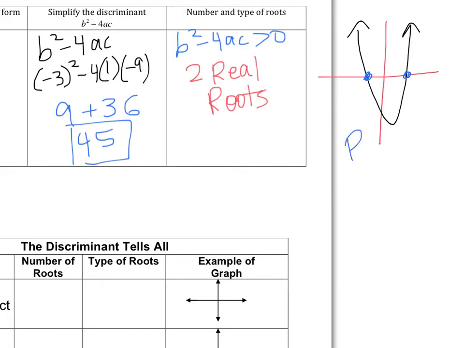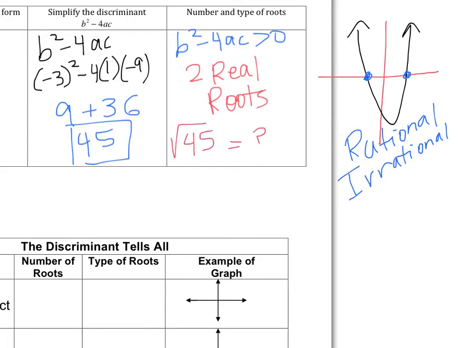Is it going to be a rational root? It means the radical will disappear from my quadratic formula. Or is it going to be an irrational root? To decide that, let's look at the discriminant, which is 45. Can you square root 45? Are you going to get a whole number?